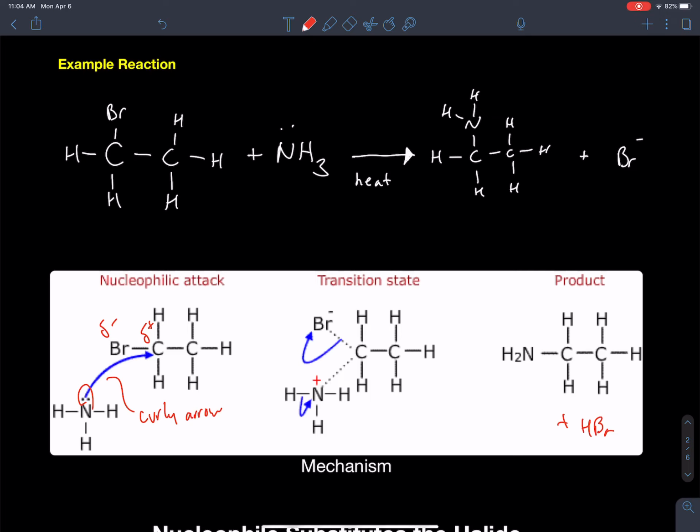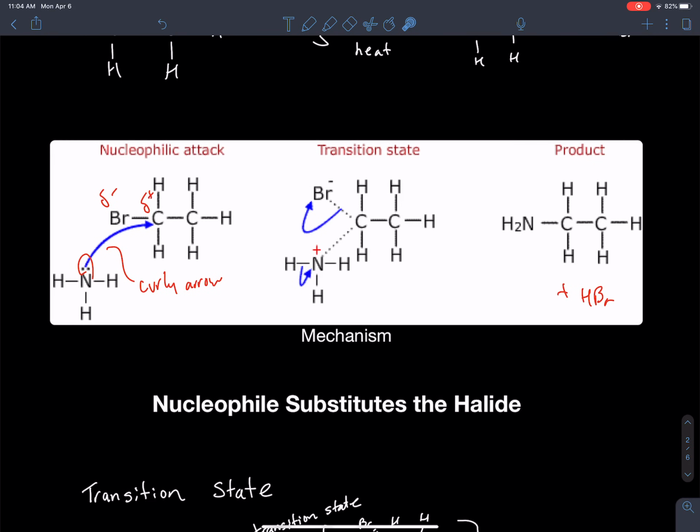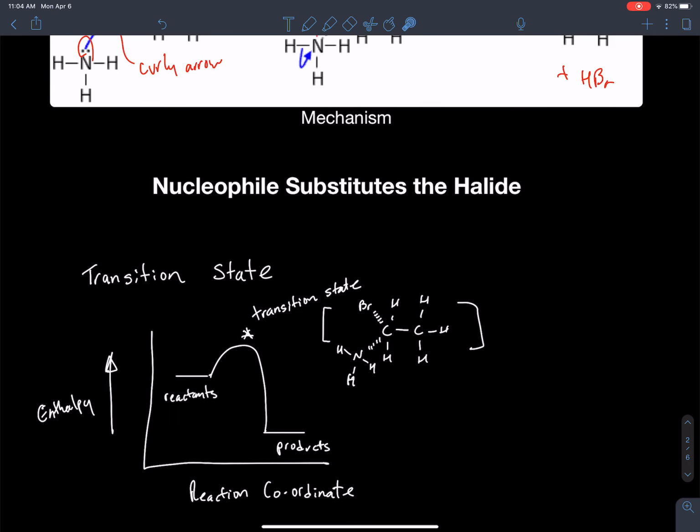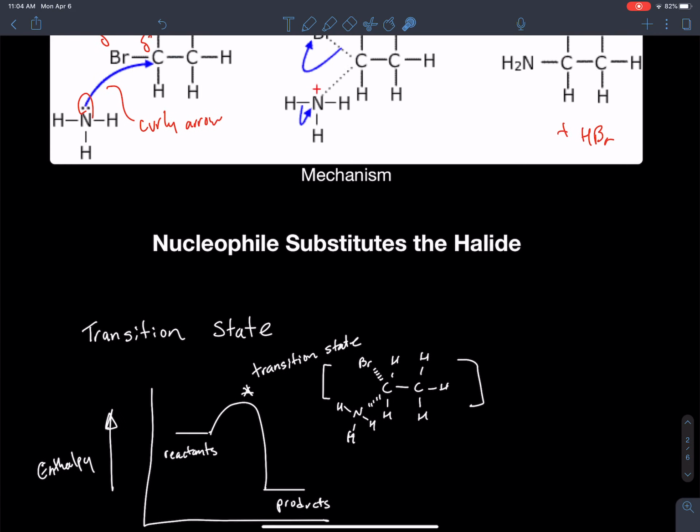And there you have a nucleophilic substitution reaction. There were no radicals involved. The nucleophile, which is ammonia, is substituting that carbon bromine through this interesting mechanism, which I'm going to talk about later on. This is an SN2 type reaction to make an amine and hydrobromic acid. Okay, so the nucleophile substitutes the halide. That's what I talked about.